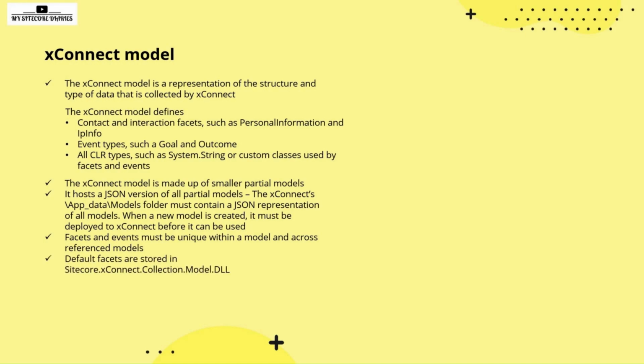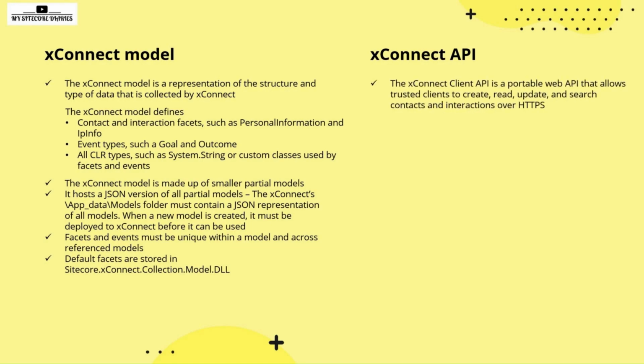The default facets are stored in the Sitecore.XConnect.Collection.Model DLL. Now, what is the xConnect API? The xConnect Client API is a portable web API that allows trusted clients to create, read, update, and search contacts and interactions over HTTPS. What is it used for? What is the use of the Client API?